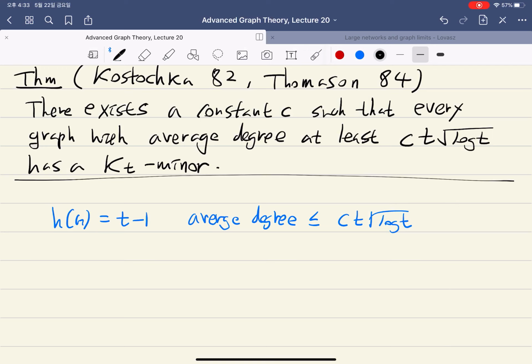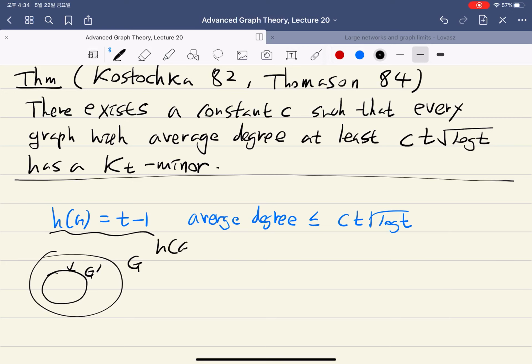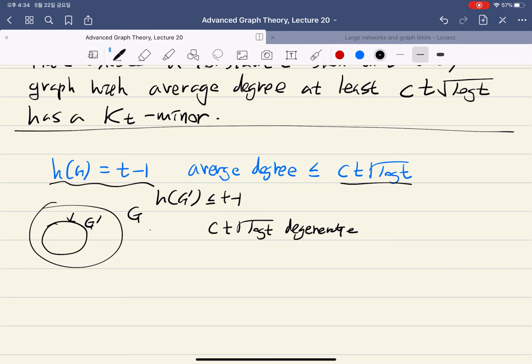But this not only holds for G. If you take a subgraph G prime of G, this again doesn't have a large K_t minor. So we know that the Hadwiger number of G prime is again at most t minus 1. So again this has average degree at most this, meaning that G is this degenerate. So we know that its chromatic number is also bounded by this.